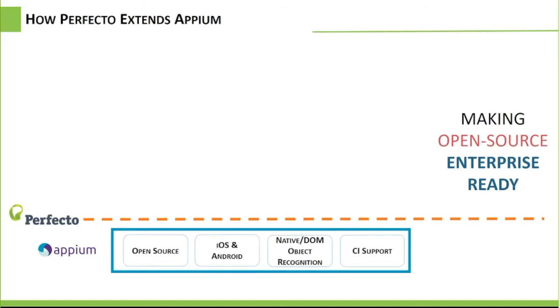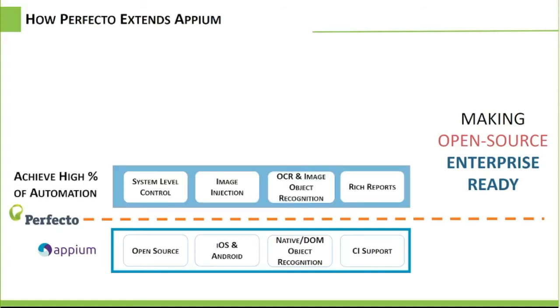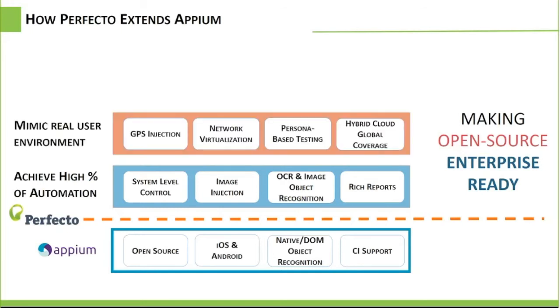We essentially took Appium and we fixed a whole bunch of stuff in it, and we also added additional capabilities that it's lacking. So what did we do specifically? Well, first of all, we introduced capabilities that allow our customers to achieve a high percentage of automation, such as system-level control, image injection, OCR, and image object recognition, as well as the rich reporting engine.